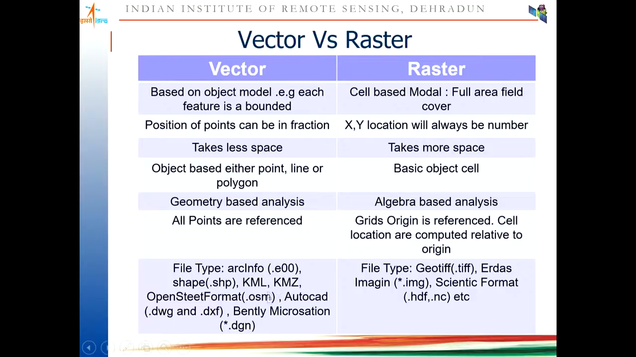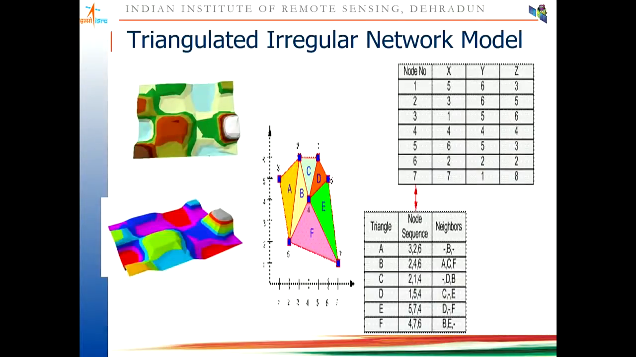So these are basically vector data formats, whereas in the case of raster we have GeoTIFF, ERDAS IMG and so on, and HDF formats and so on. So these are the different file formats which are present. To represent 3D, we have a very simplistic model that is called a network model.